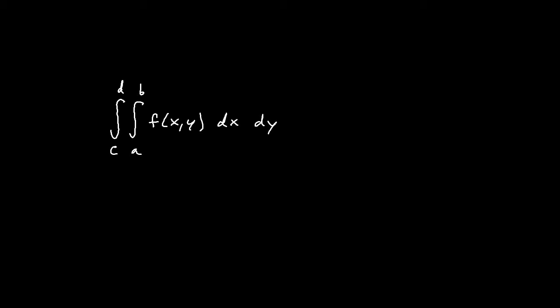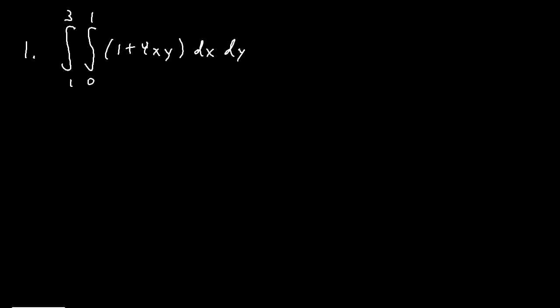So let's say for number 1 we have the double integral, the outer one's from 1 to 3 and the inner one is from 0 to 1, of the multivariable function 1 plus 4 times x times y of dx times dy. So with iterated integrals we have to break this up into two separate integrals. So the first one we're going to solve is the inside integral, and we're going to notice we're going to integrate with respect to x.